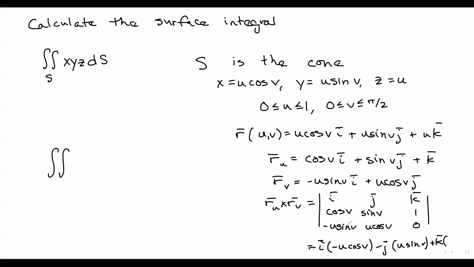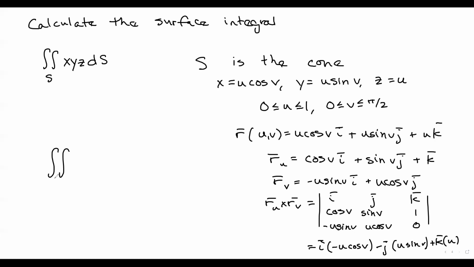Since cos squared plus sine squared is 1, if we have u cos squared plus u sine squared, we can factor out the u and get u times sine squared plus cos squared, which is 1. And so you're just going to get u. All right, so we kind of ran out of space here, but we can figure out the length of r_u cross r_v in a minute.